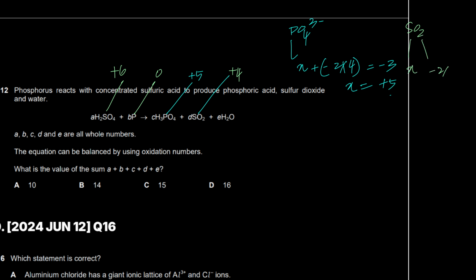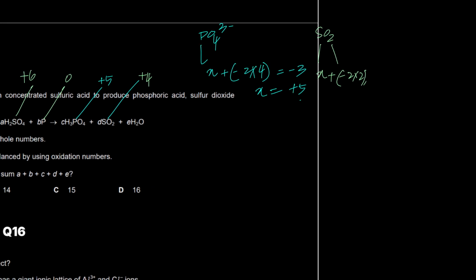O is -2, times it by 2, add them together. Overall oxidation number is, oh, what happened? Everything just vanished. Wait. Okay, it's back. So overall oxidation number is 0. X is equal to +4, right? That's how you could calculate it.